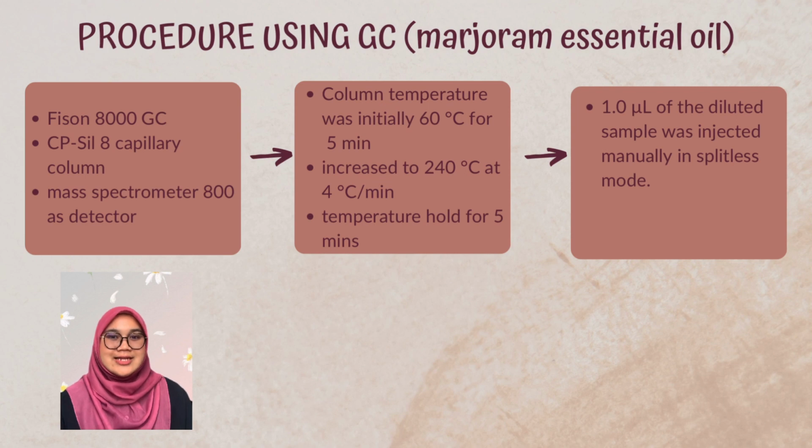Marjoram essential oil analysis was performed using a Phison 8000 gas chromatography machine equipped with a CP-SEAL 8 capillary column and mass spectrometer 800 as detector. Column temperature was initially 60 degrees Celsius for 5 minutes, then gradually increased to 240 degrees Celsius at 4 degrees Celsius per minute and kept there for 5 minutes. In this case, 1.0 microliter of the diluted sample was injected manually in splitless mode.